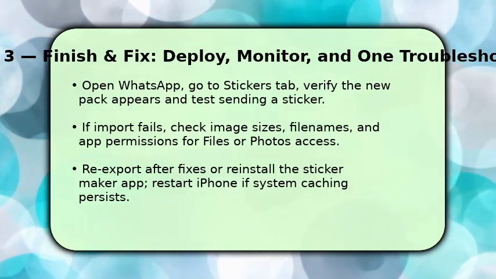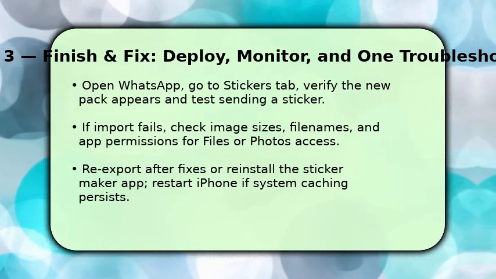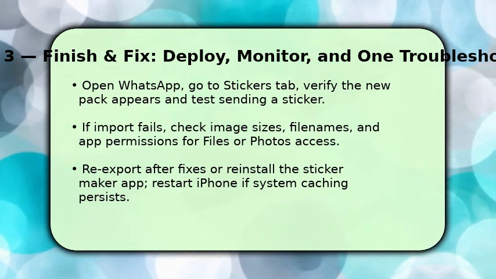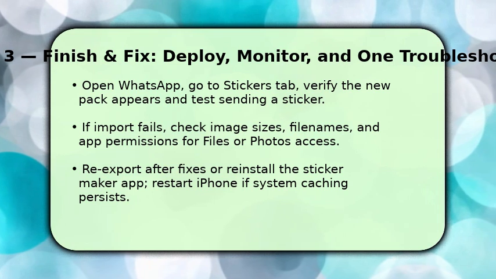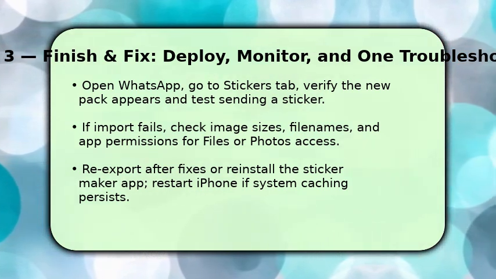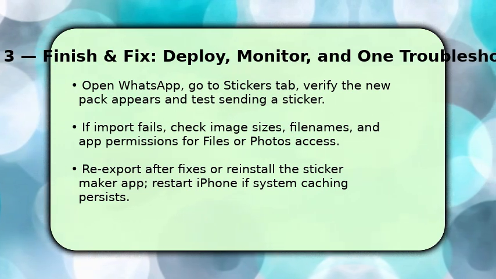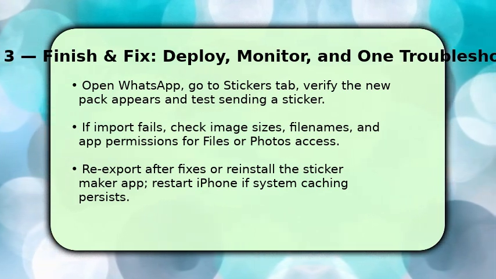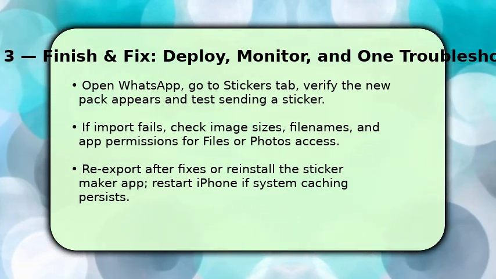If the pack didn't import, make sure images are 512 x 512, tray is 96 x 96, file names use no special characters, and the Sticker Maker app has files or photos permission. Try re-exporting after fixes. If problems persist, reinstall the sticker app and restart your iPhone to clear caches.